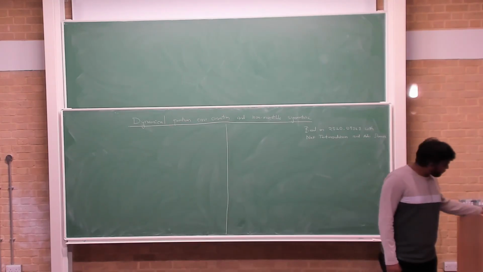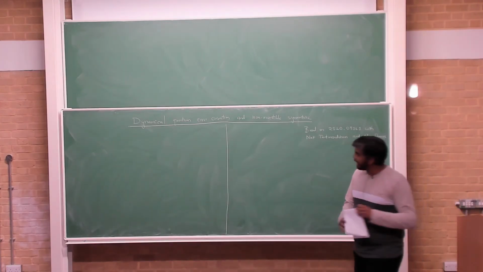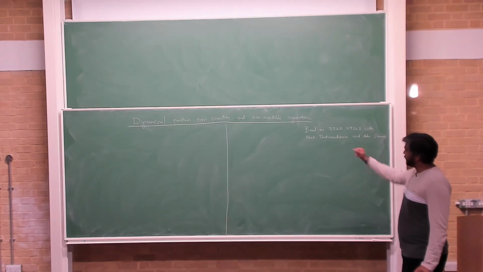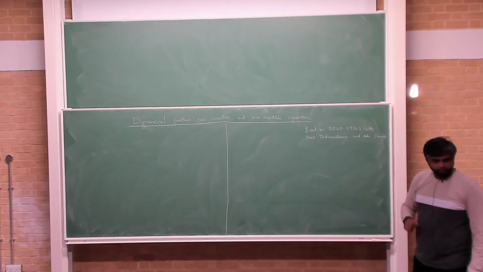So this talk is going to be about dynamical quantum error correction and non-invertible symmetries, and it's based on this paper with Nat and Adar Sharon.